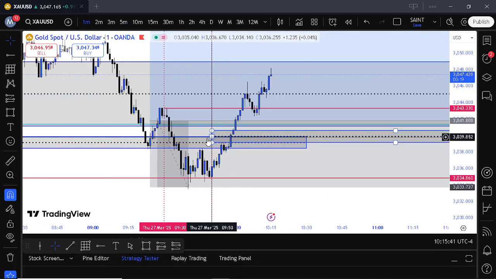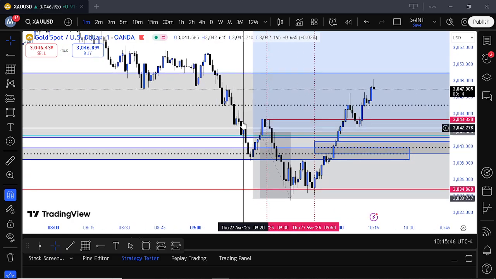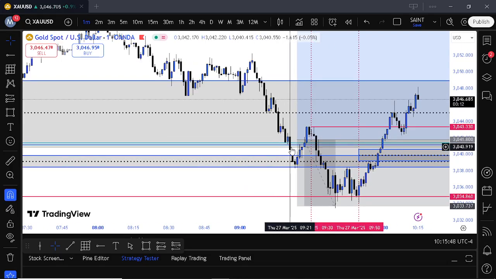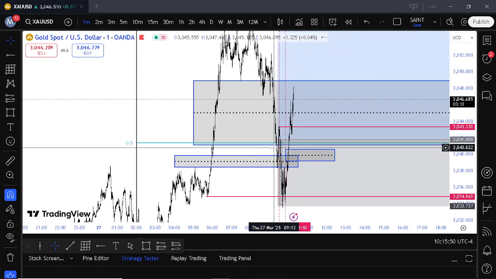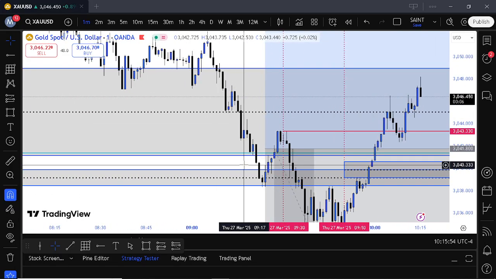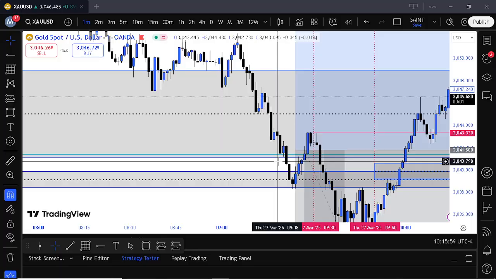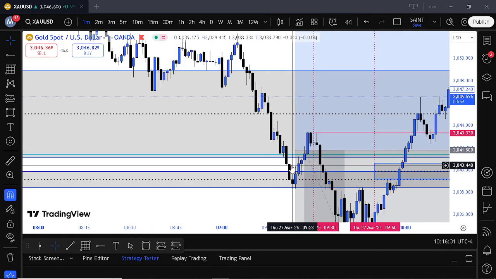Once I saw price come down into the equilibrium, I entered right away as it closed above the equilibrium, and as it hit it actually. So I didn't even wait for any confirmation. So that was a third mistake. I never really wait for a confirmation once it hit equilibrium.